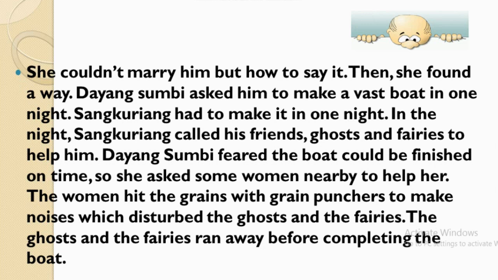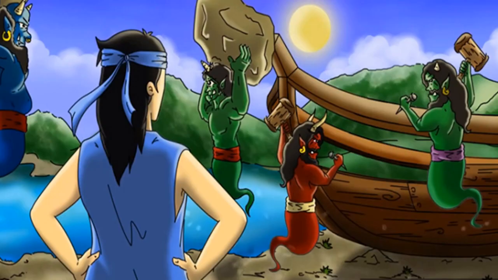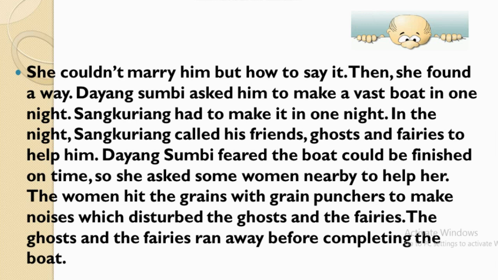Dayang Sumbi asked him to make a vast boat in one night. Sangkuriang had to make it in one night. In the night, Sangkuriang called his friends, ghosts and fairies, to help him. Dayang Sumbi feared the boat could be finished on time, so she asked some women nearby to help her. The women hit the grains with grain punchers to make noises which disturbed the ghosts and the fairies. The ghosts and the fairies ran away before completing the boat.